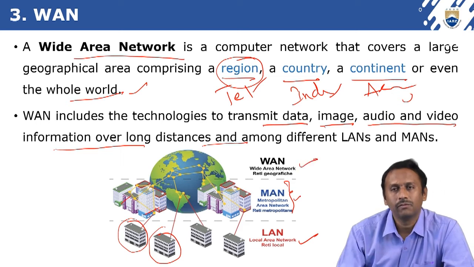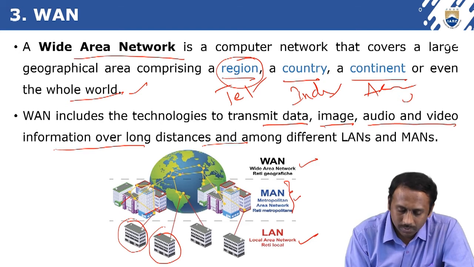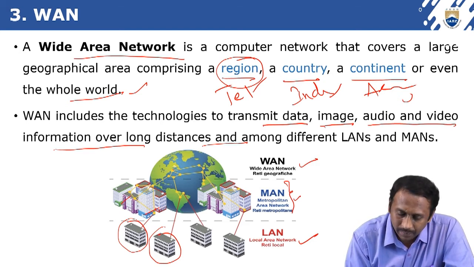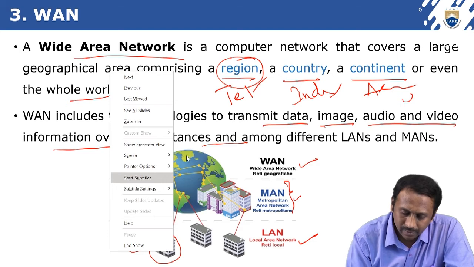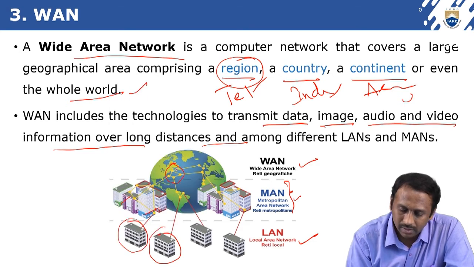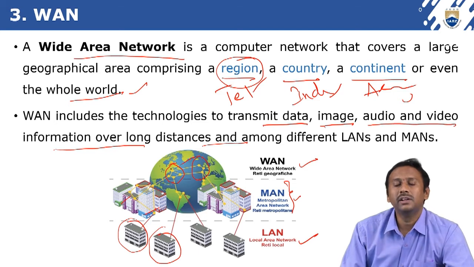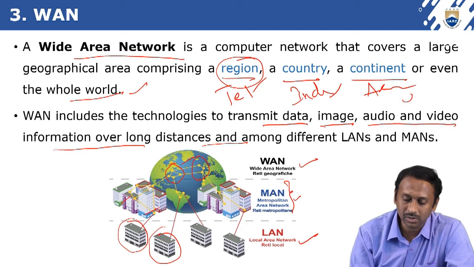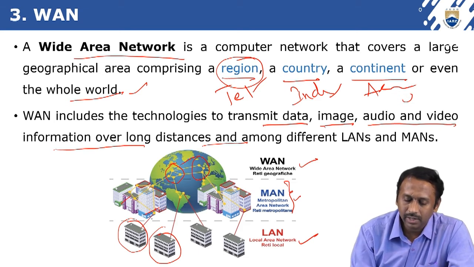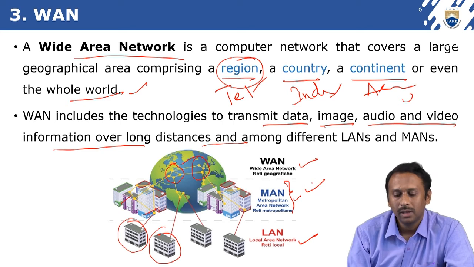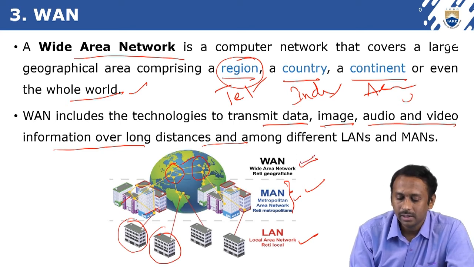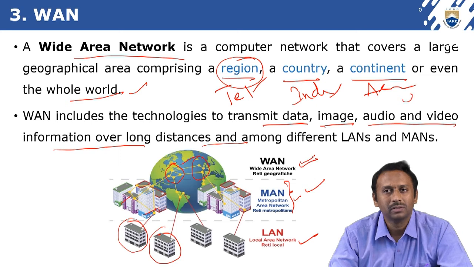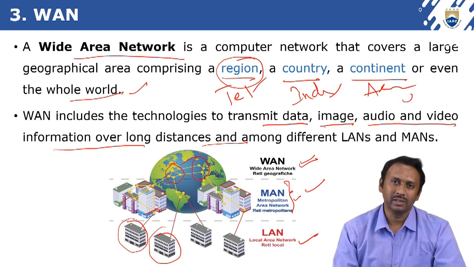Whereas in a wide area network, what will happen if you observe this? See here, there are different regions or different continents or different countries across the world. These networks are interconnected. Already LANs are connected, different LANs are connected with the help of MAN, and different MANs are connected in the wide area network. So this is the internet, isn't it?